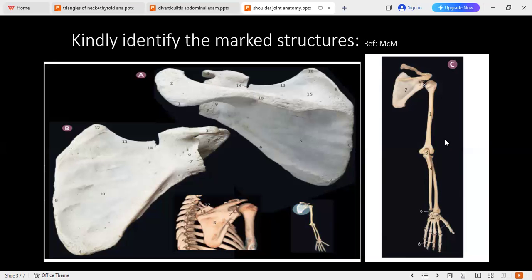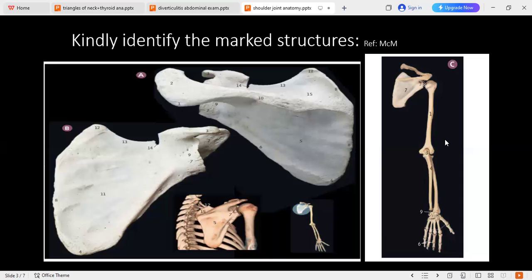What decreases the stability of the shoulder joint? The shallow glenoid cavity, lax capsule, lax ligaments, and there is a defect in the inferior aspect due to the quadrangular space.